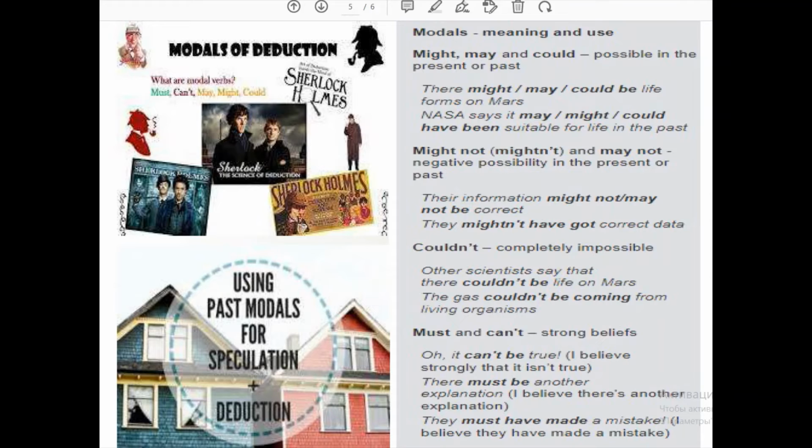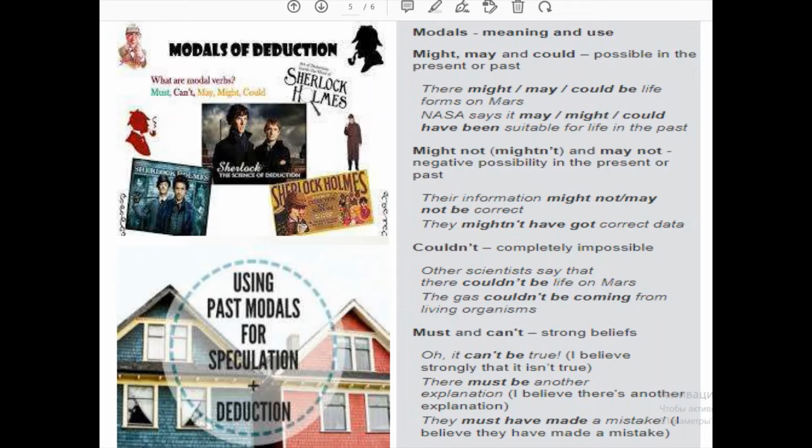You know that. But couldn't is different. It means sometimes something is completely impossible. We use the modal verbs must and can't in the present and the past when we believe strongly that something is certain.